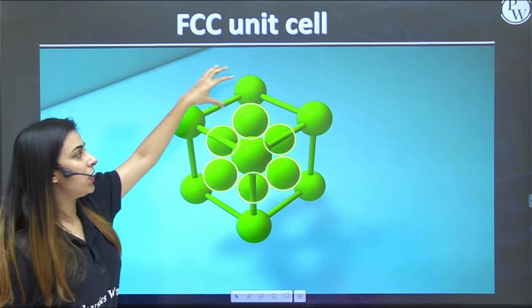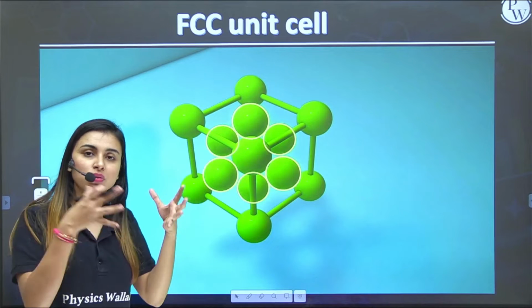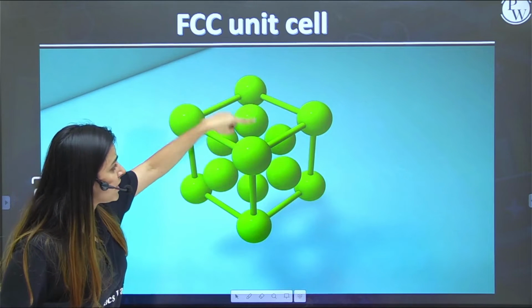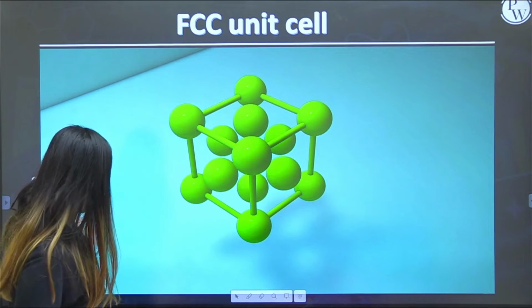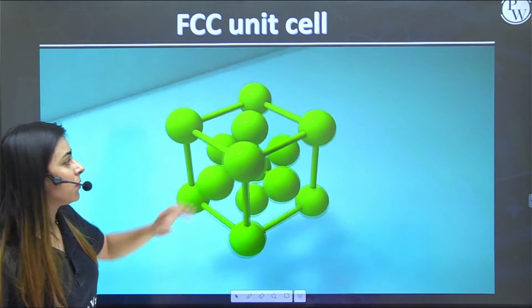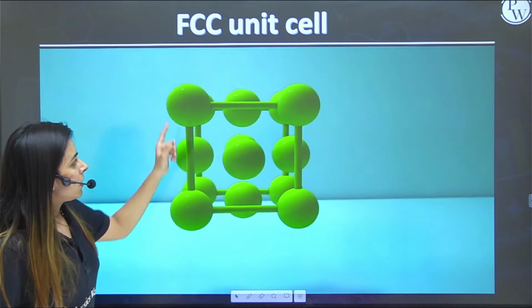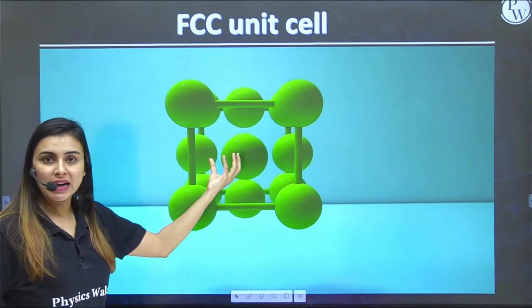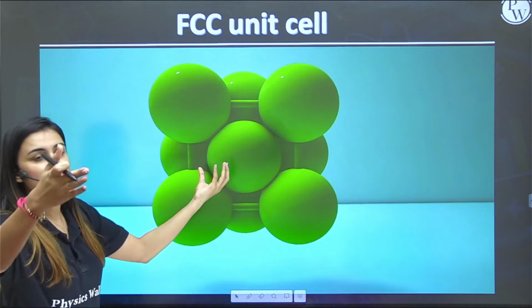I told you that atoms are present along the corners, and also at the face centers. See, this is a face center, this is a face center, all the face center atoms are present. Now just see, this is how a face looks. You have a ball, that is your atom, half is in one room and the other half is in the next room.